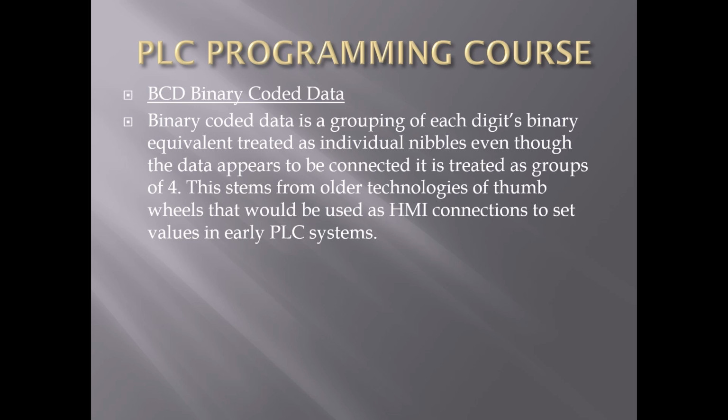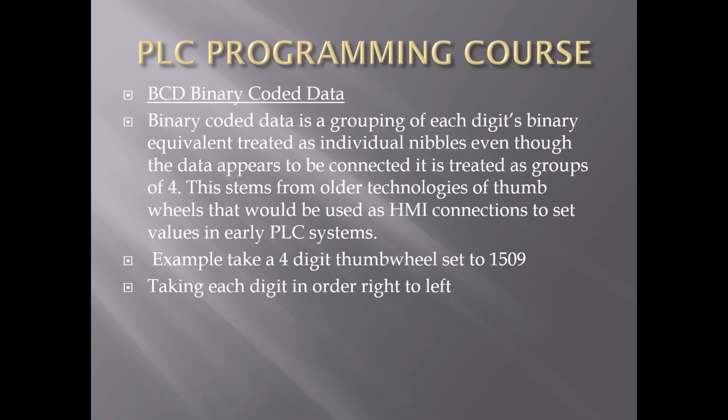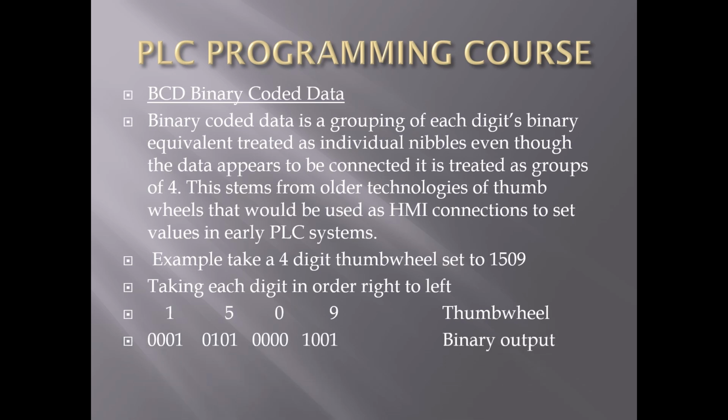This stems from older technologies of thumb wheels that would be used as HMI connections to set values in early PLC systems. Example, take a 4-digit thumb wheel set to 1509. Taking each digit in order right to left, 1, 5, 0, and 9 on the thumb wheel. These are the binary equivalents for each digit.